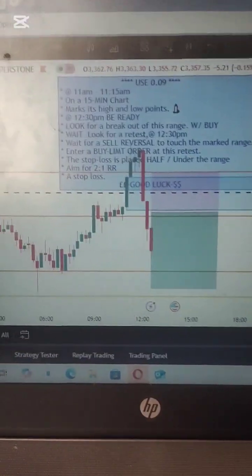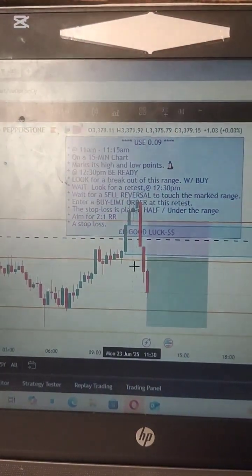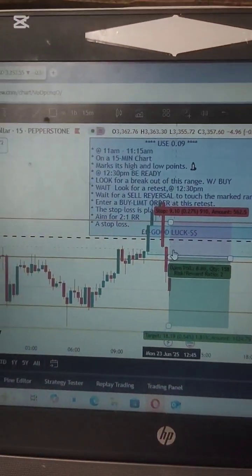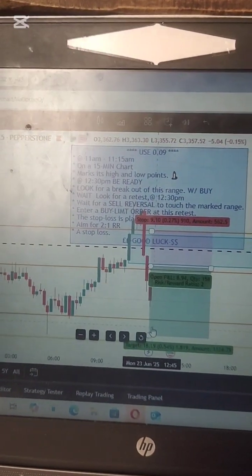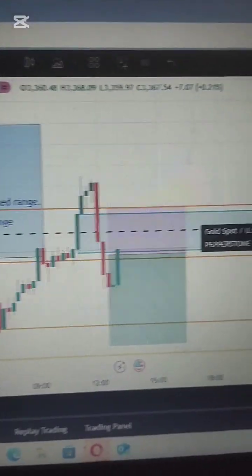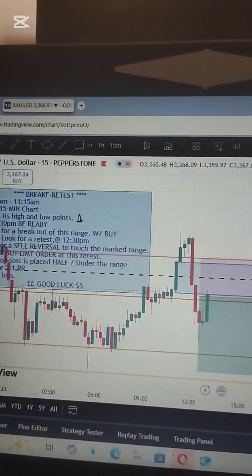So yeah, I have set my screen. I have entered my sell limit as well, hoping for a retest. If there is no retest, I don't enter, but if there's a retest, it will tap me in. And yes, let's see how this one plays out. I just got tapped in on the break and retest, and let's see how it goes.